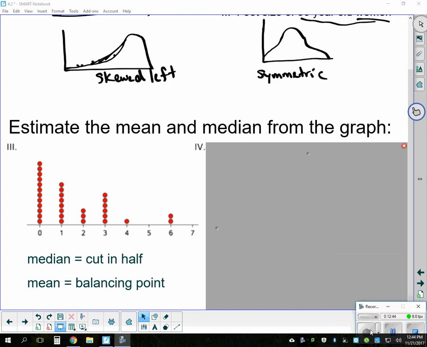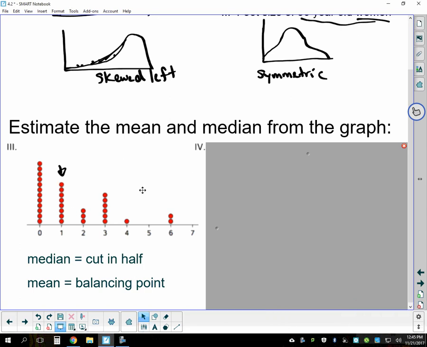If we cut our data in half, if we want just as much on one side as the other, I think your median is going to be 1. If you want to find that exactly, count up your data points and cut it in half, find your middle point. But your median on this one, I can eyeball that and I can see that it's going to be 1.